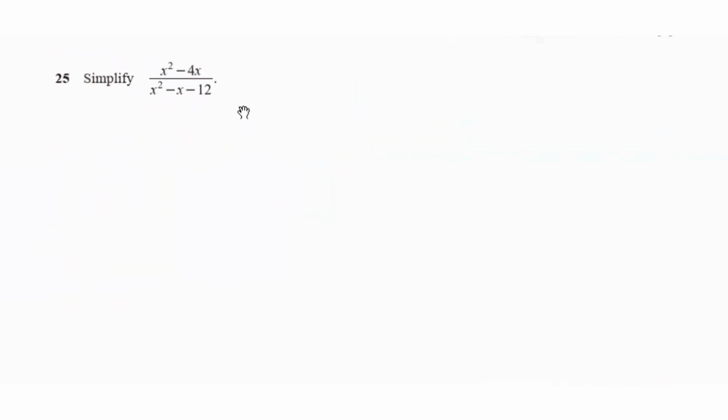Simplify x squared minus 4x over x squared minus x minus 12. So let's start with this. In the numerator, we have x common, so x bracket x minus 4. In the denominator, we have a more complex quadratic equation, which will be solved by middle term breakage. So if you multiply the coefficient of x squared and our constant, 1 times 12, that's 12.